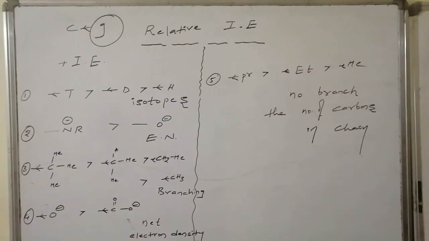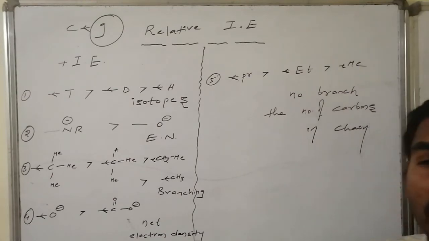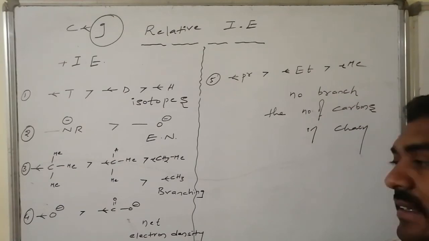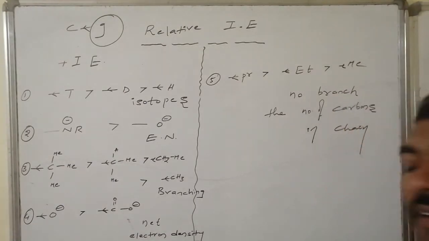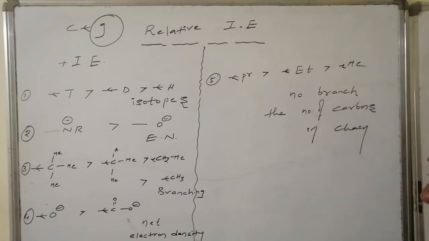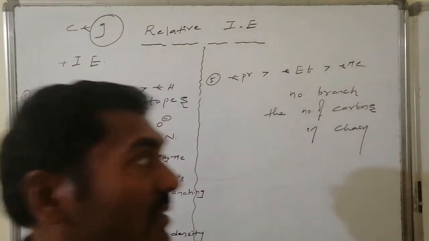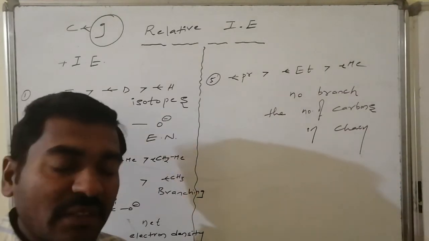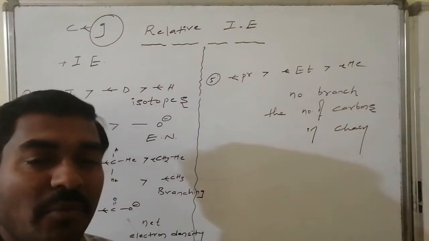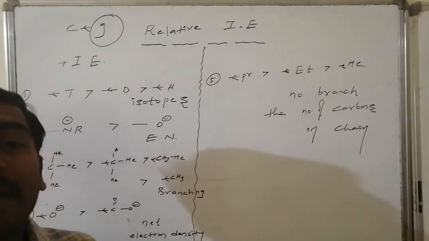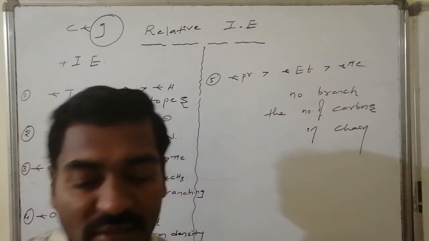Here are the logics to remember the strength of the relative positive inductive effect of similar entities. First case, isotopes; second case, electronegativity differences; and third case, the branches present on the alkyl chains, that is, the degree of alkylation: primary, secondary, tertiary. Here the net electron density on the connected atom and the electronegativity are both taken into account. And in the last case, there are no branches, everything is a linear chain, whereas in that linear chain, the more the number of carbon atoms, the higher the positive inductive effect.